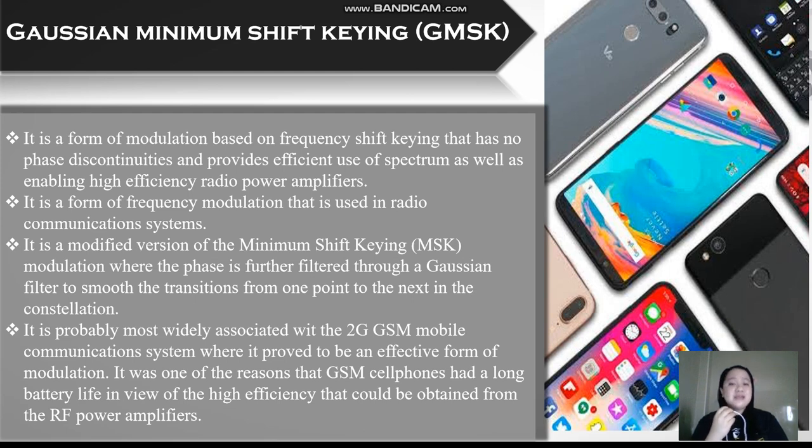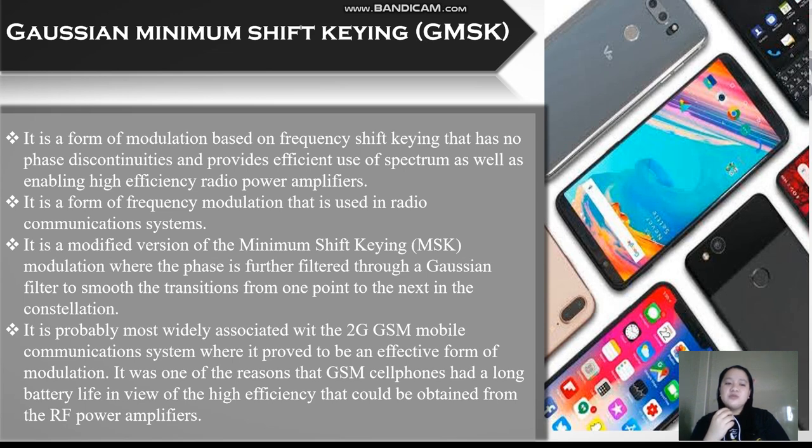So what is GMSK? It is a form of modulation based on frequency shift keying that has no phase discontinuities and provides efficient use of spectrum as well as enabling high efficiency radio power amplifiers. It is a form of frequency modulation that is used in radio communication systems. It is a modified version of minimum shift keying modulation where the phase is further filtered through a Gaussian filter to smooth the transition from one point to the next in the constellation.